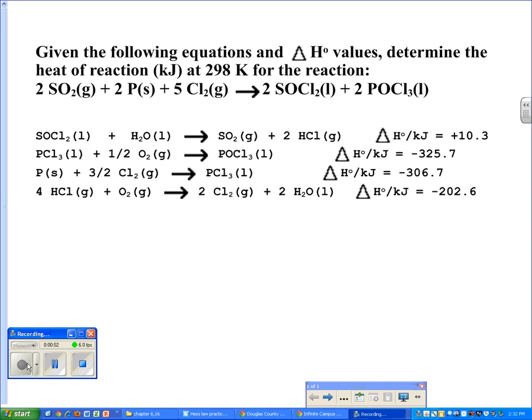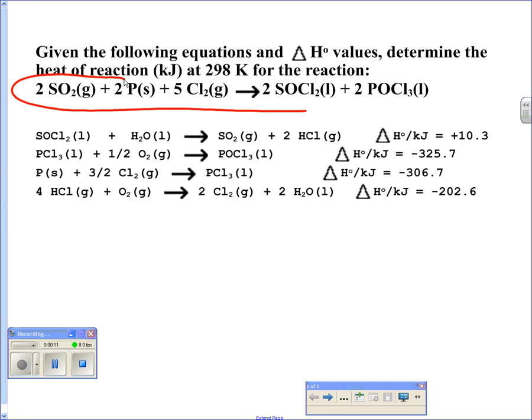The best thing to think about when you think about Hess's law is a puzzle. It will give you a formula that it wants the other reactions to create. When you're done, you can have no more and no less. You have to have exactly that formula that they want you to create, and you have to use all the reactions that they give you.